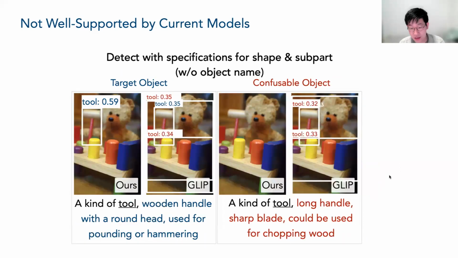And this is that mallet example I just gave. This is even harder, where we hide the entity names in the prompt. So I just tell the model, you're trying to look for a kind of tool. In the first case, it's a wooden handle with a round head. In the second case, it's a long handle, but with a sharp blade. And you can see for GLIP, it just tries to find tools for you, so it's predicting all over the place. But our model can accurately know, okay, in the second case, even if there are a lot of tools in the image, we're looking for a tool with a sharp blade. So presumably we shouldn't detect that.